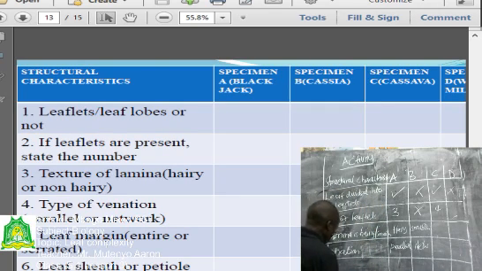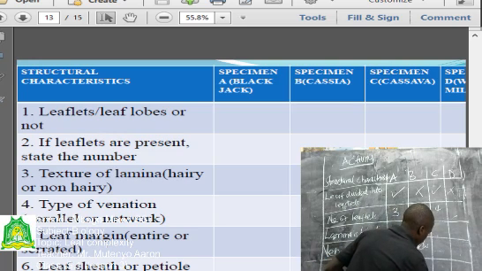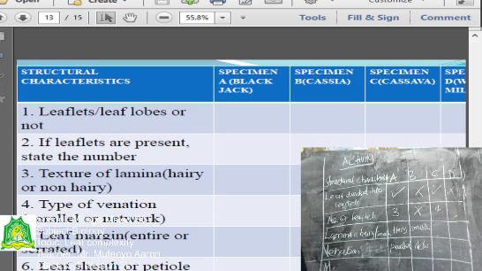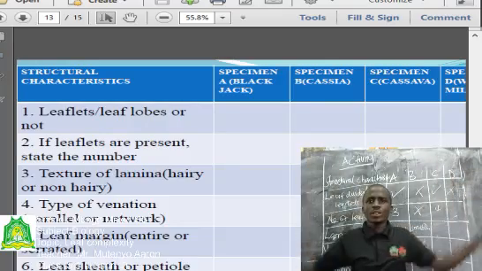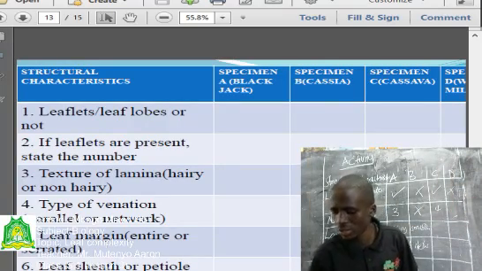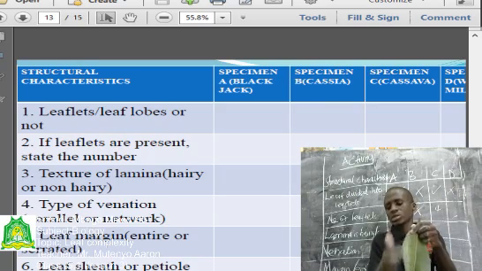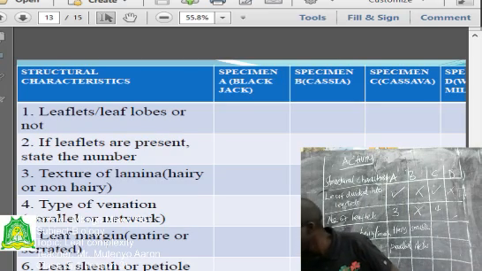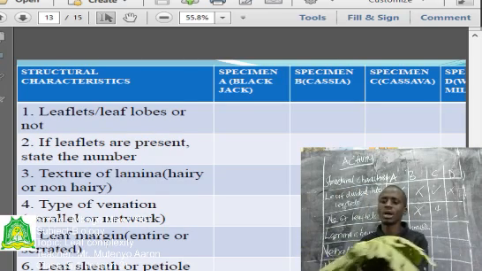Talk about the type of venation. I've talked about lamina. Talk about the margin. How is the leaf margin? The margin is the end. Is it what we call entire? Entire means it is not a divided margin. The outer side of the leaf is not divided. Just like you can see this one. This is an entire margin because it's not divided.